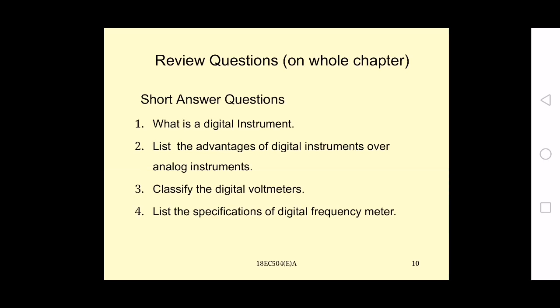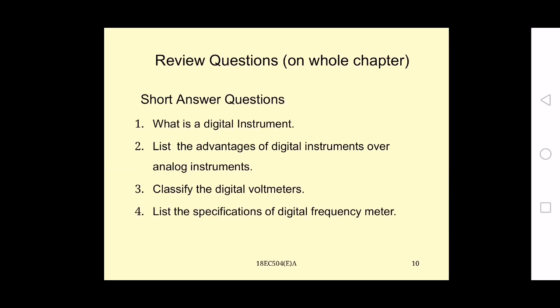The advantage is it is very compact, and it is very much useful in all operating conditions. But the disadvantage of the ramp type digital voltmeter is that when noise is superimposed on the input signal, distortion will be more.